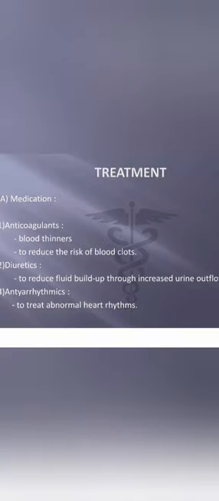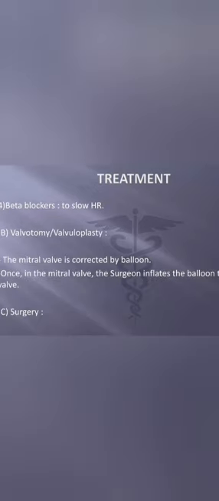And then treatment. The medications involved: we choose anticoagulants, blood thinners to reduce the risk of blood clots, and diuretics to reduce fluid build-up through increased urine output. And then we use antiarrhythmic medications, beta blockers to slow the heart rate. Then surgical valvotomy, valvuloplasty: the mitral valve is corrected by balloon. The surgeon inflates the balloon to correct the valve.